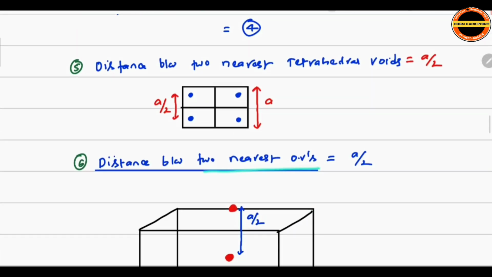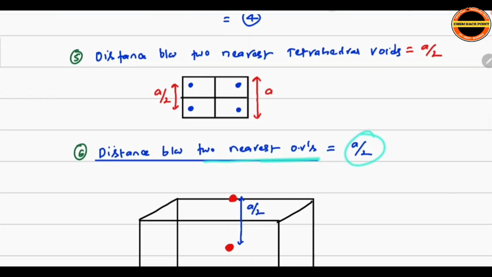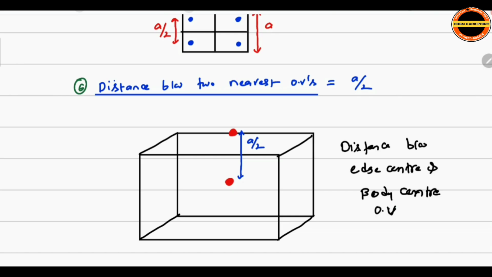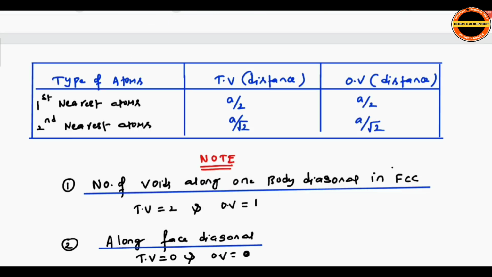The distance between two nearest octahedral voids is also a by 2. How? It is the distance between the edge center and the body center octahedral void. That's what we showed, a by 2.